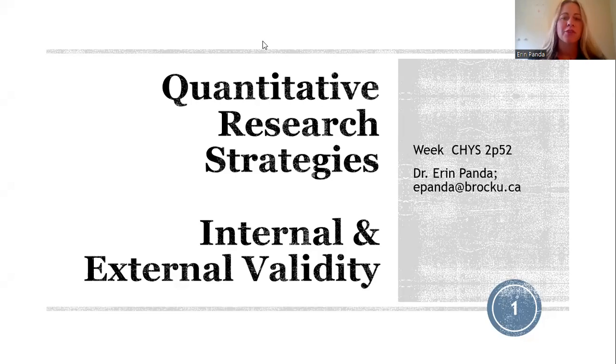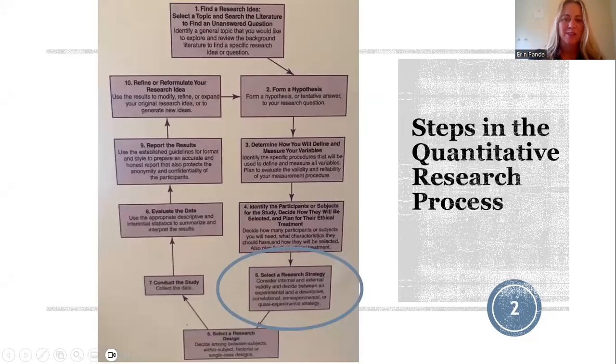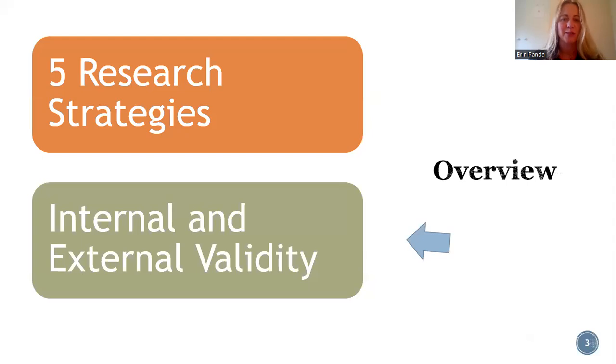This week is a launching point for the rest of our course. You're going to get an overview of the 5 quantitative research strategies in the other video, which we're going to develop and describe in more detail throughout the rest of our course. And you're also going to learn about a central theme in our course, internal and external validity. So here's where this video fits into the context of our course and the research process.